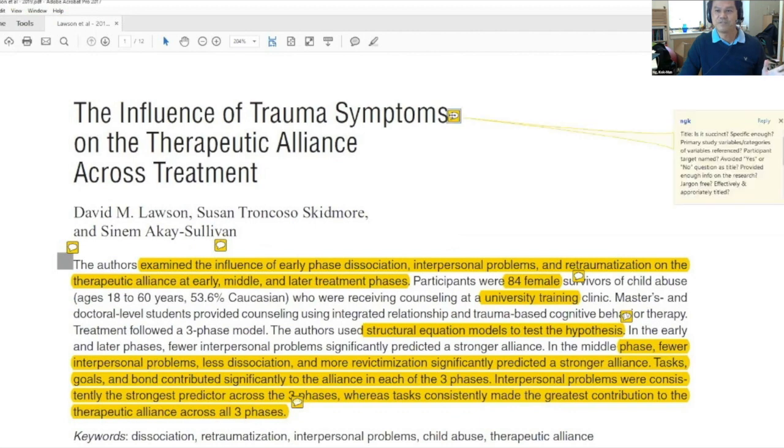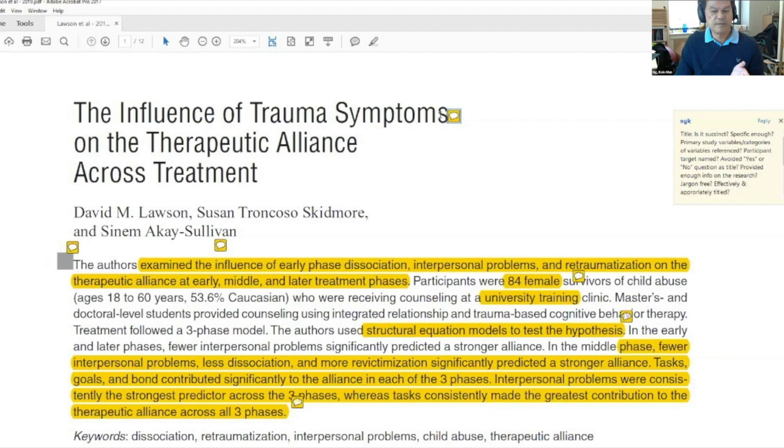Here is the title, and I have some notes here. Is the title concise? Is it succinct? Is it specific enough? These are questions we have to ask ourselves when we compose our title. Are the primary study variables, or the categories of variables, clearly referenced in the title? Quantitative studies always involve variables. And are the targeted participants mentioned in the title?